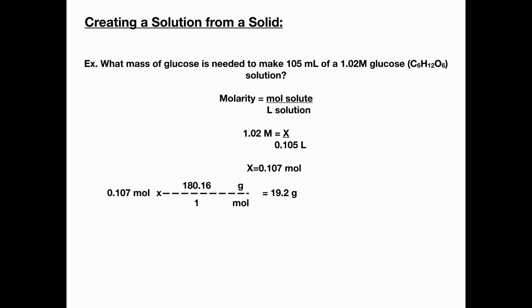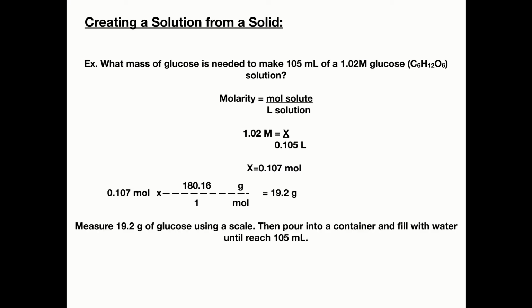So what I would do is measure out 19.2 grams of glucose using an electric scale. Okay, that's how you measure mass in the lab. Then you're going to pour it into a container, and we'll talk about which container in a minute. And then we will fill that container until we get a final volume of solution of 105 mL.